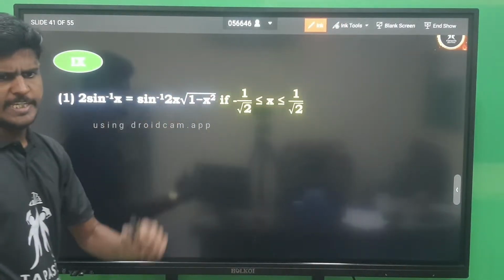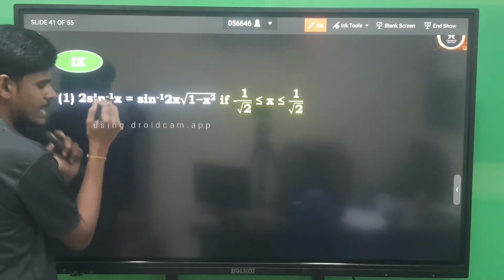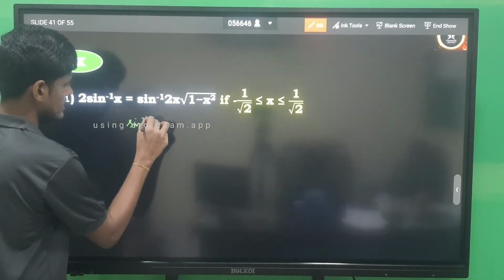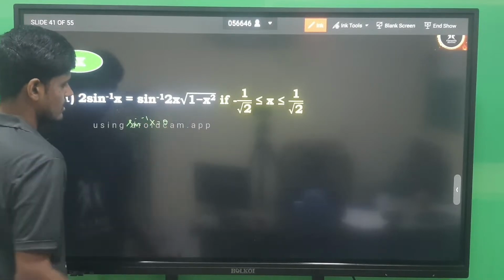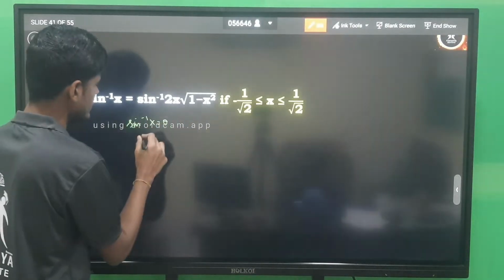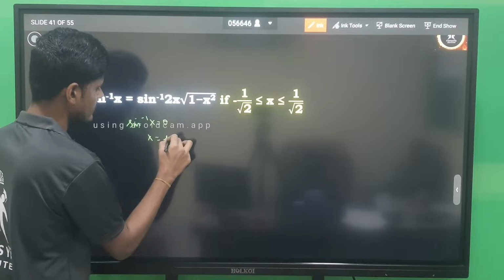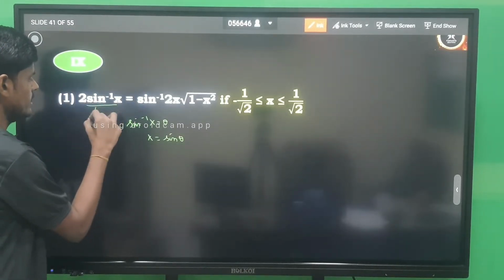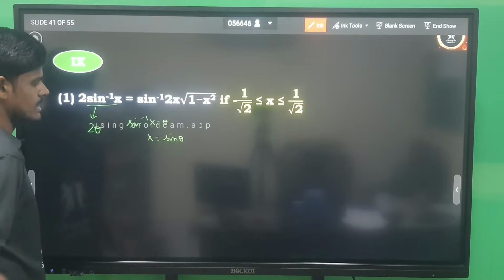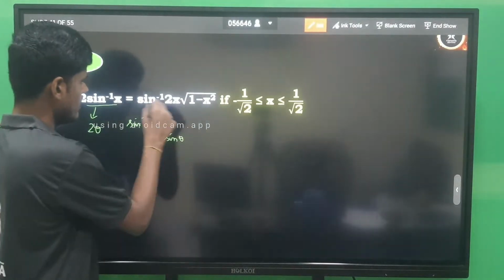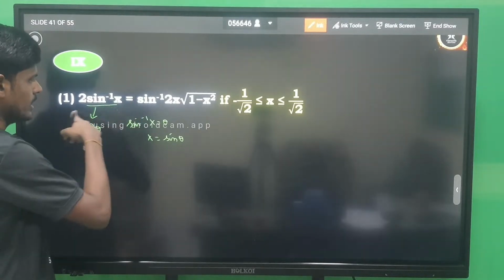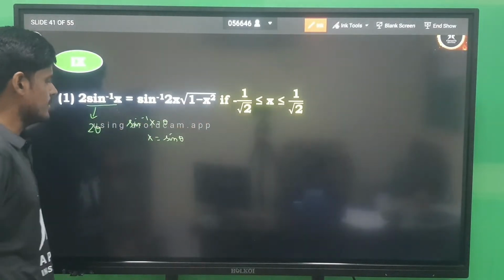Again, proof is very easy. Take sin inverse x as theta. Sin inverse x is theta, that means x is equal to sin theta. And left hand side is actually 2 times theta. And what is this value? When you take sin 2 theta, it is equal to this value. That is what we need to prove.